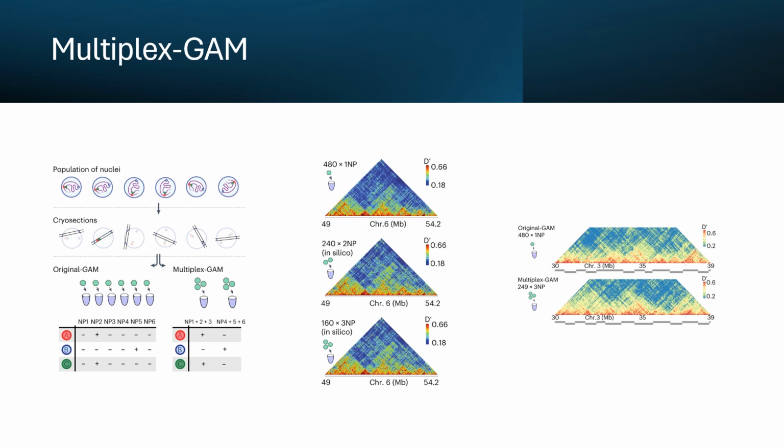To directly test the multiplex-GAM approach, we collected a new batch of 249 multiplex-GAM sequencing libraries, each containing 3 nuclear profiles on average, from an independent biological replicate of mouse embryonic stem cells. We found that the quality of the 249 3NP dataset was at least as good as the 481 1NP dataset.